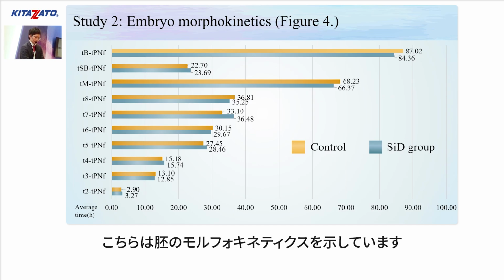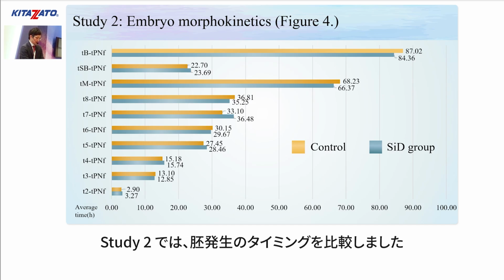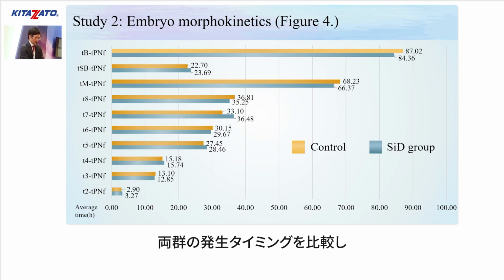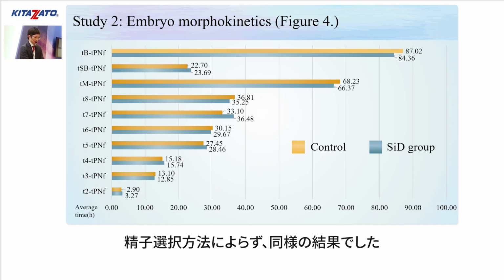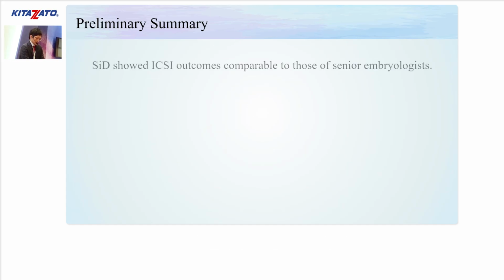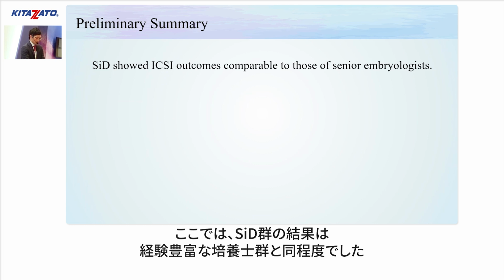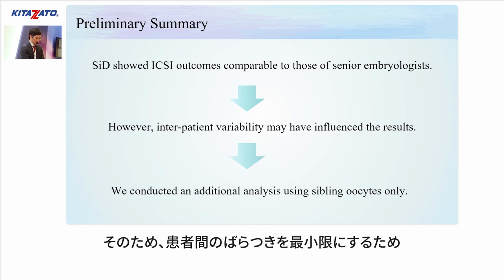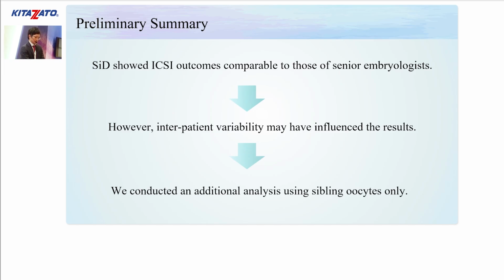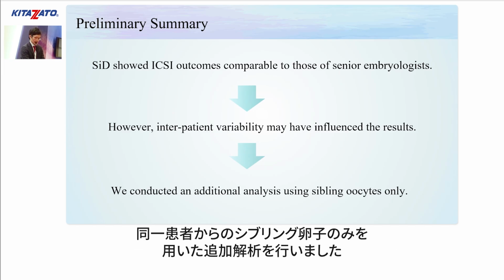This slide shows the embryo morphokinetics from Study 2. We compared the timing of embryo development between the two groups. We found no significant differences, indicating the developmental kinetics were similar regardless of the sperm selection method. Here, the outcomes of the SIDO group were comparable to those of the embryologist group. However, differences between cases may have influenced the results. Therefore, we conducted additional analysis using only sibling oocytes to minimize patient variability.